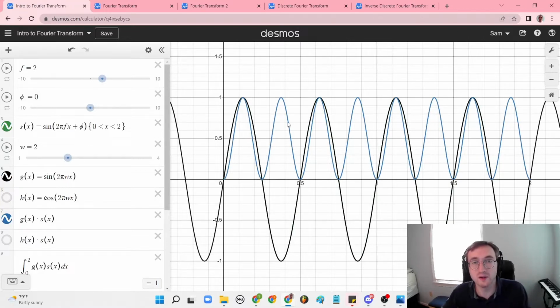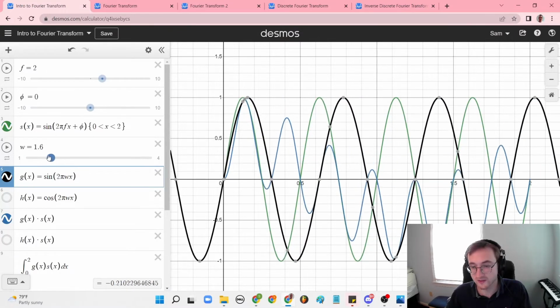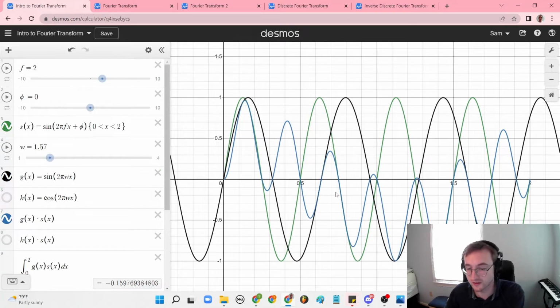So again, this is going to be a relatively significantly higher number than if our sampling frequency does not match the actual frequency, right? So if I go down here, we're going to get a lot more negative numbers, as you can see. And it's going to start canceling out and oscillating around 0.